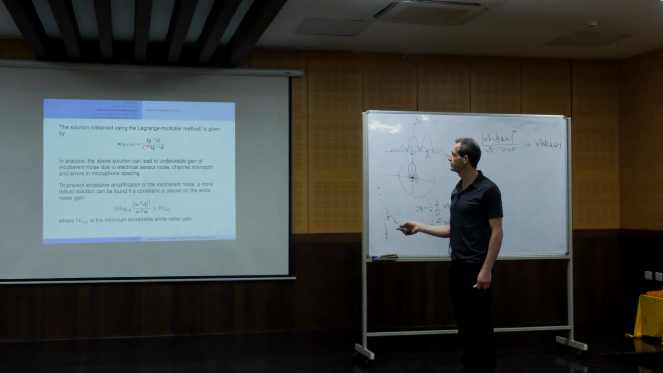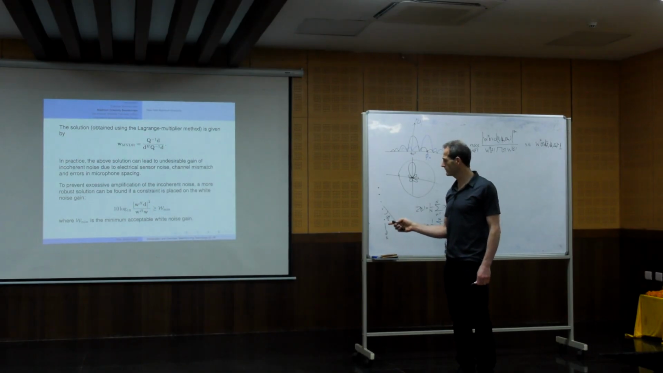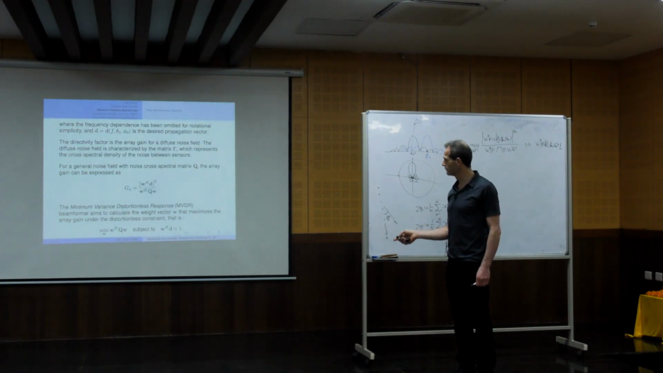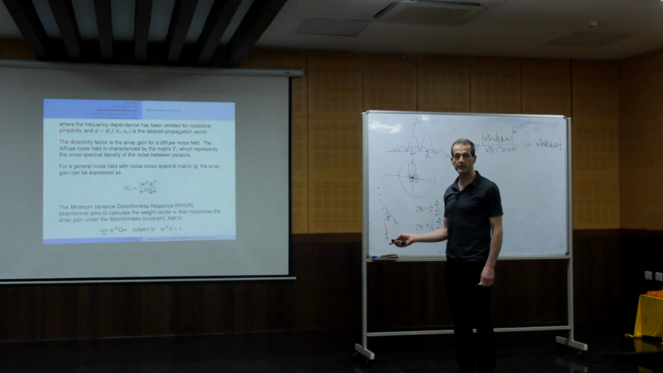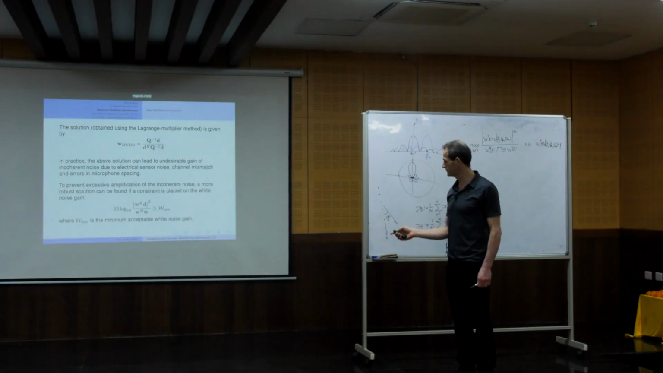A scalar, yes, because you see D^H Q^-1 D: Q is a matrix, D is a column vector. So this is just a scalar. How do we obtain it? I give you an exercise: prove that this is the solution to this problem using Lagrange multipliers. Obtain this solution.